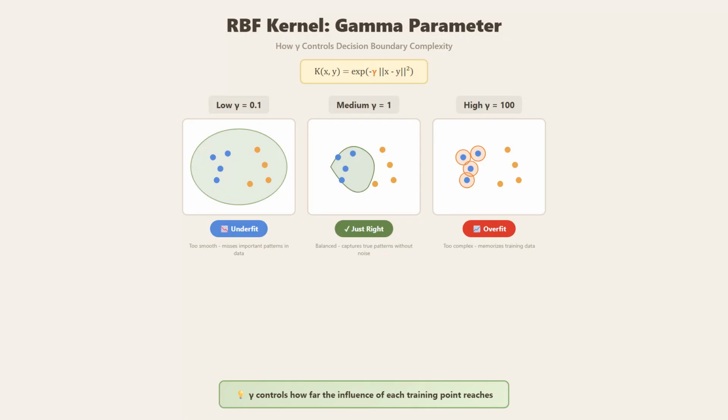The key insight is that gamma acts like a zoom level. Low gamma gives you a bird's-eye view that sees broad patterns. High gamma zooms in so close that you see every tiny variation, including the noise.